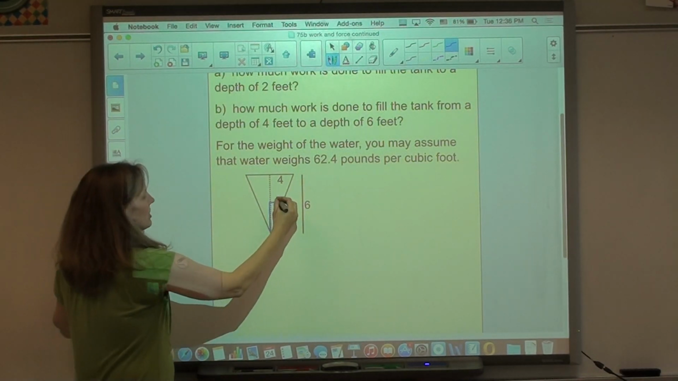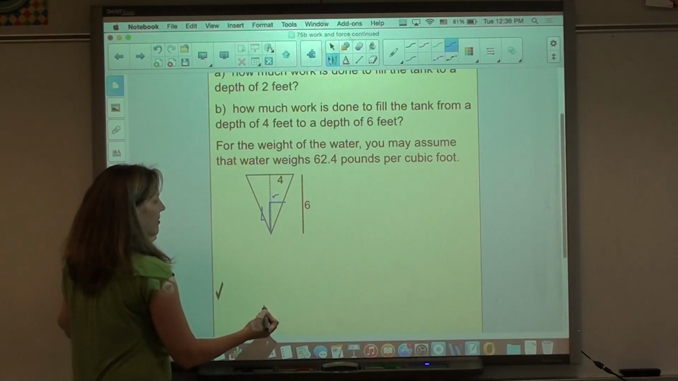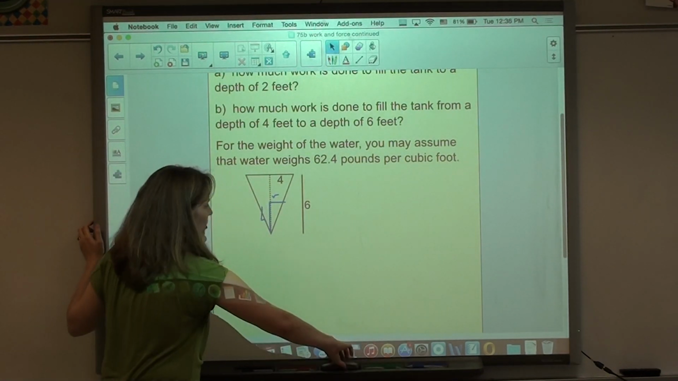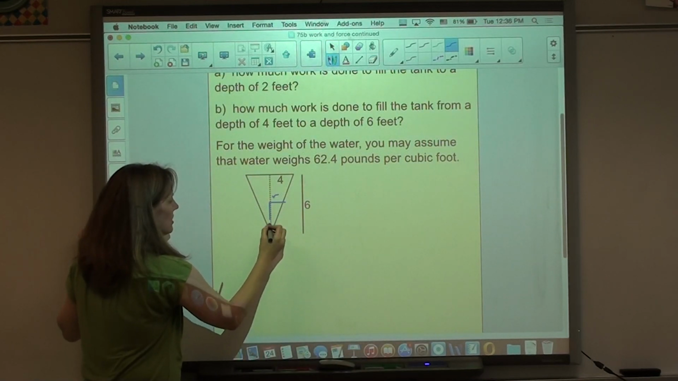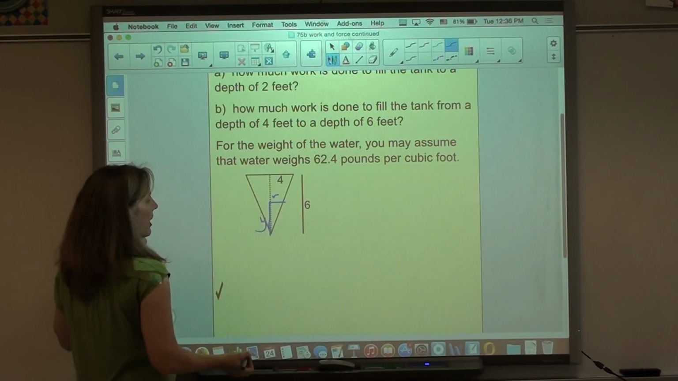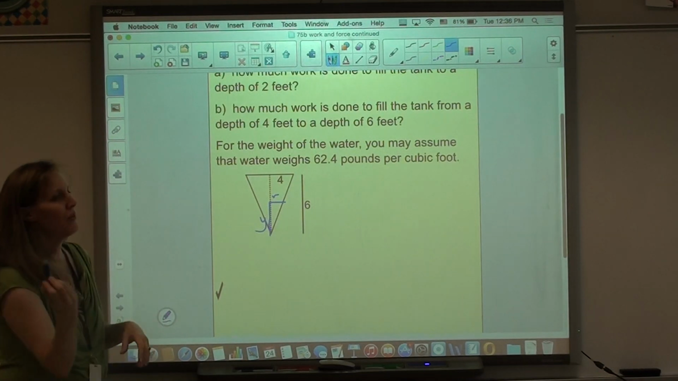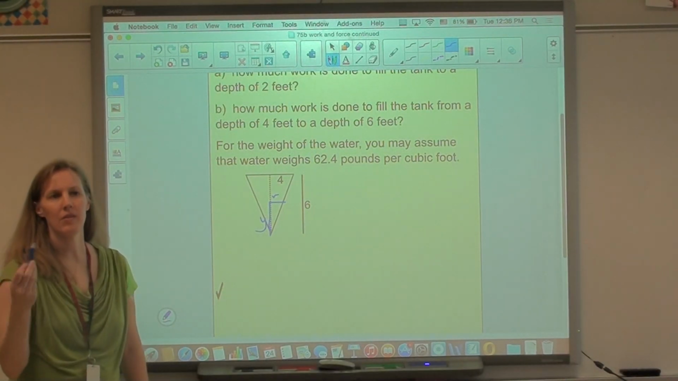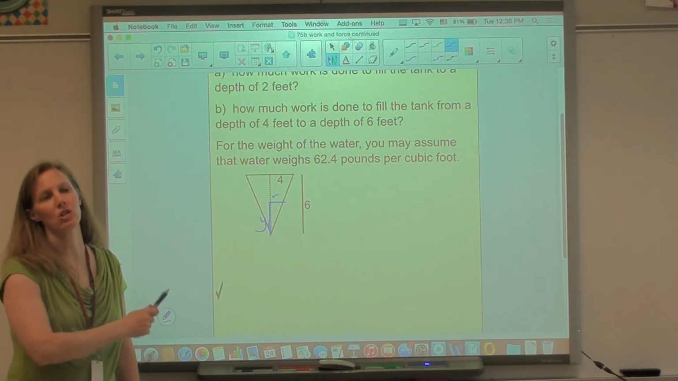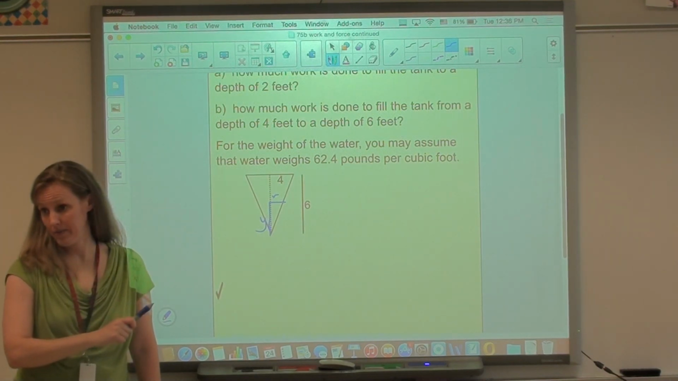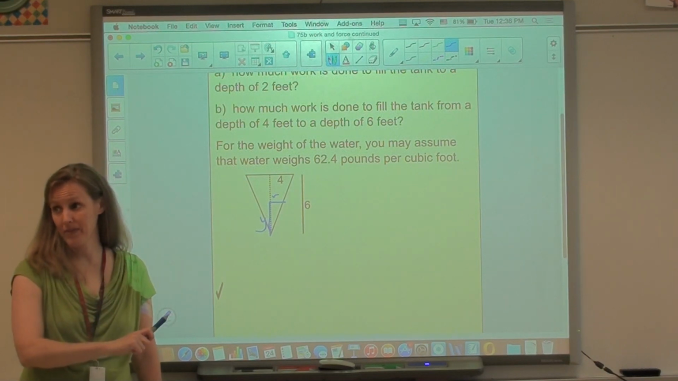So the radius of the cylinder, if this is r, and this is, let's call this y, because we're going to do it in terms of y. We need to find a formula for the area of that cross-sectional circle, but it has to be in terms of y, not r. Everything has to be in terms of y.